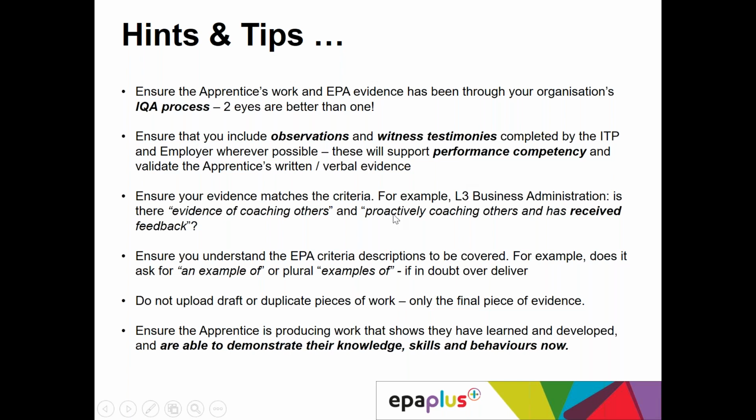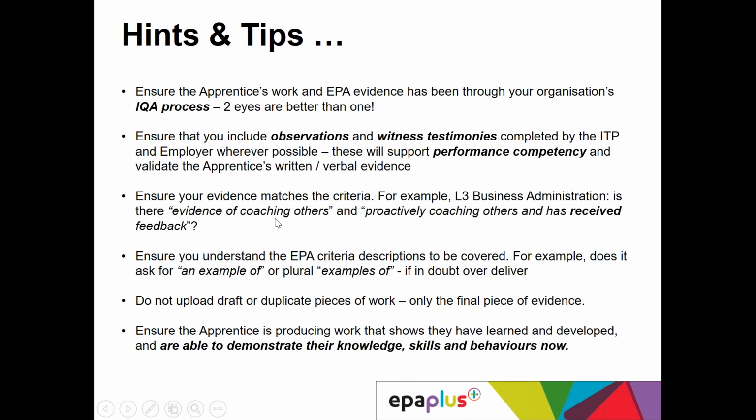Ensure that you include observations and witness testimonies completed by the ITP and employer where possible. Observation and witness testimonies, and I'd probably put reflective accounts written well, they really are the pieces of evidence that we look for to go into multiple areas. And also observations and witness testimonies are really going to back up. If an apprentice has said, I've delivered an appraisal and this is how I've done it, if we've got an observation there to say we've seen them do it, and a witness testimony to say, yes, I'm happy with it, they do it to a great standard, that's where you're going to be going into distinction criteria and higher level grading.